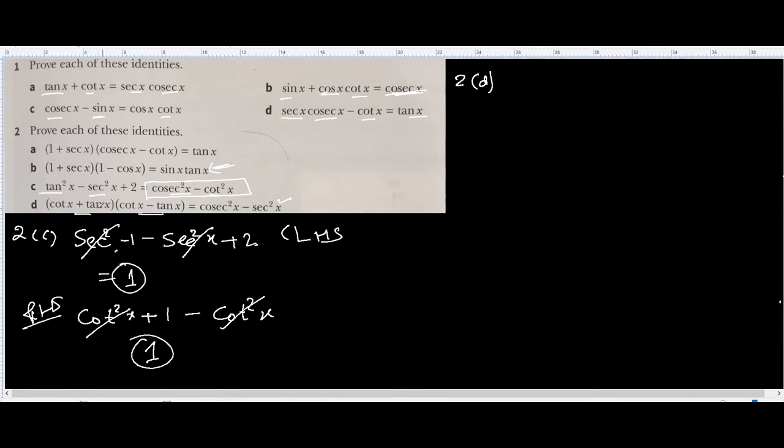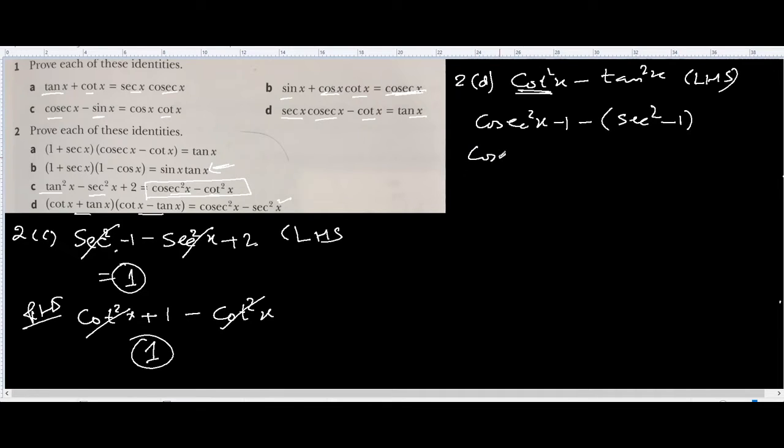First multiply these two brackets and we'll get cot square x minus tan square x. This is what we'll get. This is the LHS. And now we know cot square is cosecant square x minus 1. Tan square is secant square minus 1. Alright, so cosecant square x minus 1. If I open this bracket, it becomes minus secant square plus 1. Minus 1 and plus 1 will get cancelled out, and we are left with cosecant square x minus secant square x, which is RHS.